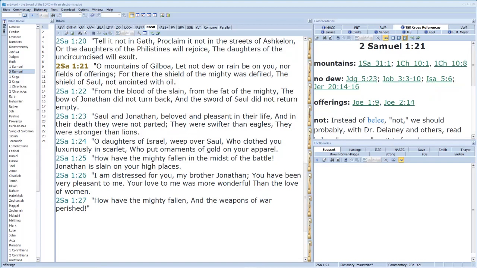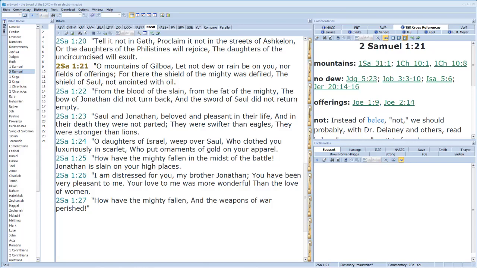And it's also what 1 Samuel, the last chapter, told us, where he died. And so he writes about Gilboa, and he basically says, let it be cursed, because it was the place where Saul died and his men died. And it says, for there the shield of the mighty was defiled. In other words, the idea of defiling the shield is that they took his shield and he died. They killed him. And the shield of Saul, not anointed with oil.